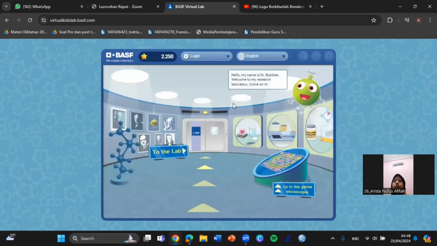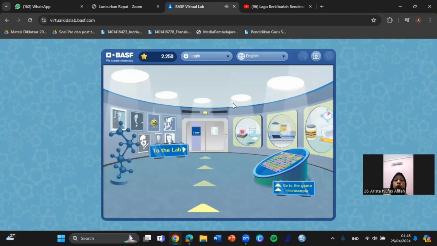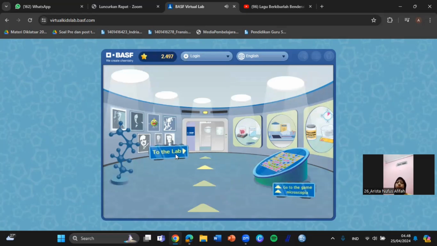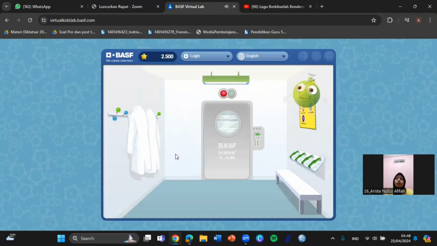Hello, my name is Dr. Bubbles. Welcome to my research laboratory. Come on in. Follow the directions and steps given in Virtual Lab. Wait, before we get started with the experiments, we have to prepare ourselves. Safety and neatness are important in a laboratory. Do you already know what you need if you want to work in a lab? Click on the correct objects.